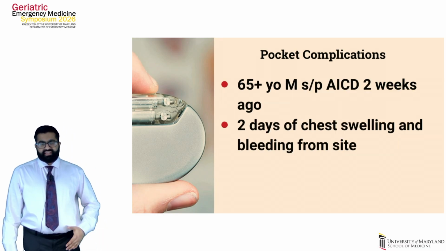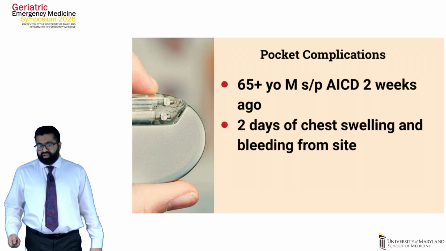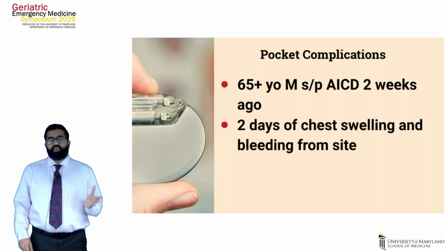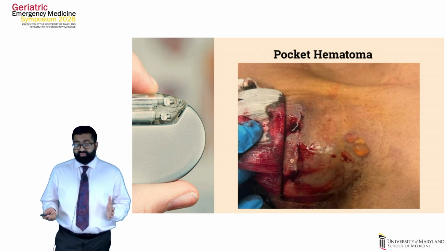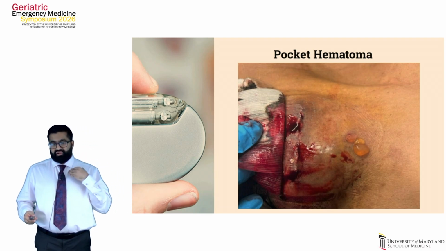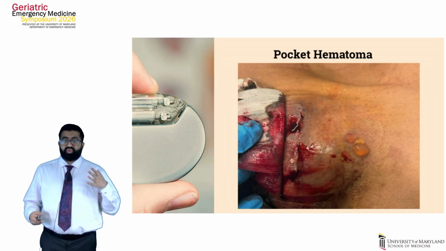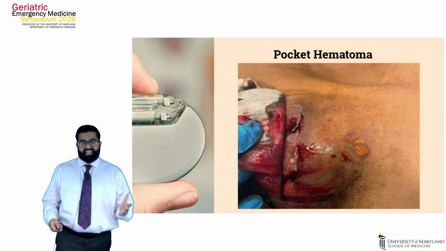Let's go ahead and discuss this 65-plus-year-old male who I saw who had just had an AICD placed 2 weeks ago. He presents with 2 days of chest swelling and bleeding from the site. Now, when I saw this for the first time, I was really worried. I had no idea what I was looking at. If you can picture, this is his left clavicle with the pacemaker site, but it's engorged, swollen, tender, and bloody. This is what's called a pocket hematoma.